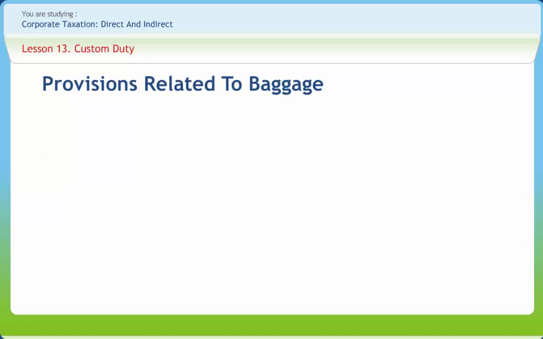Now let's discuss some provisions related to baggage. Baggage means belongings of a person traveling from one place to another. The baggage mainly constitutes household articles or personal effects. It can either be accompanied baggage or unaccompanied baggage. There are two types of baggage.